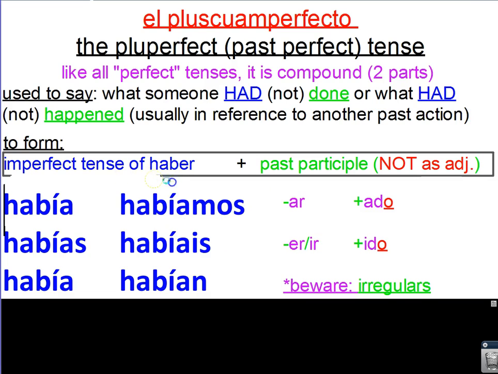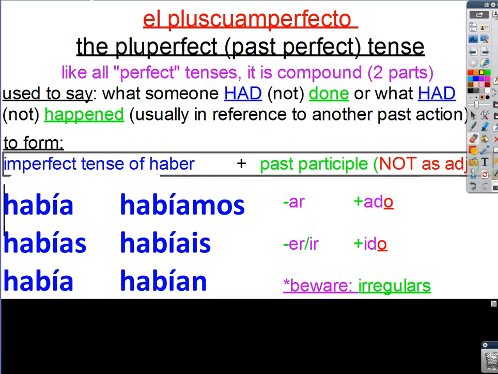Did not mean to erase the box that was around this, because it's really important to have the box around this formula because it will never be separated. You won't put no in between it, you won't put pronouns in between it. That box is important because you don't separate them, just like you don't with the present perfect.